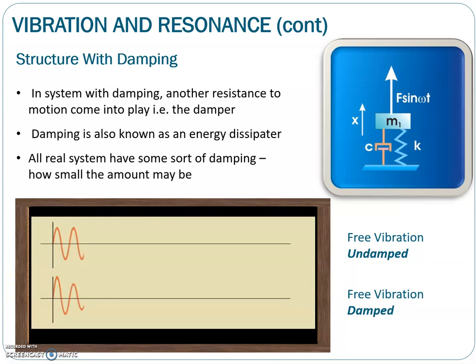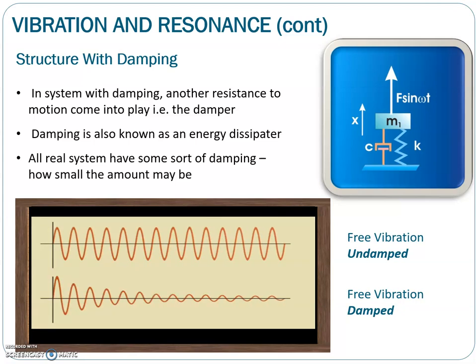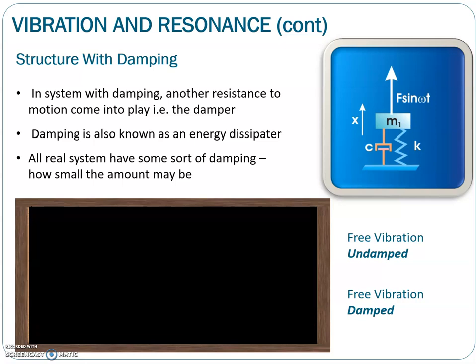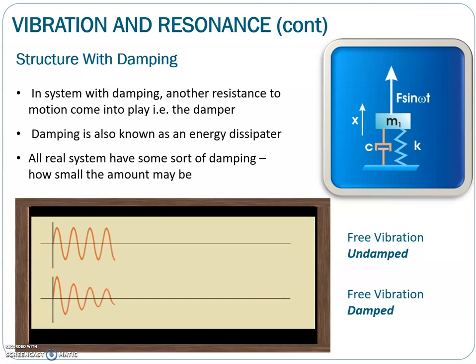What we have discussed just now was on a system without damping. The displacement escalates to infinity. When we deal with a system with damping, in which most systems in real life do come with some sort of damping in nature, another resistance to motion comes into play, for instance, the damper. Damping is also known as an energy dissipator. In free vibration, a system without damping will continue to vibrate constantly, whereas a system with damping will decay over time because the energy is dissipated from the system through damping.